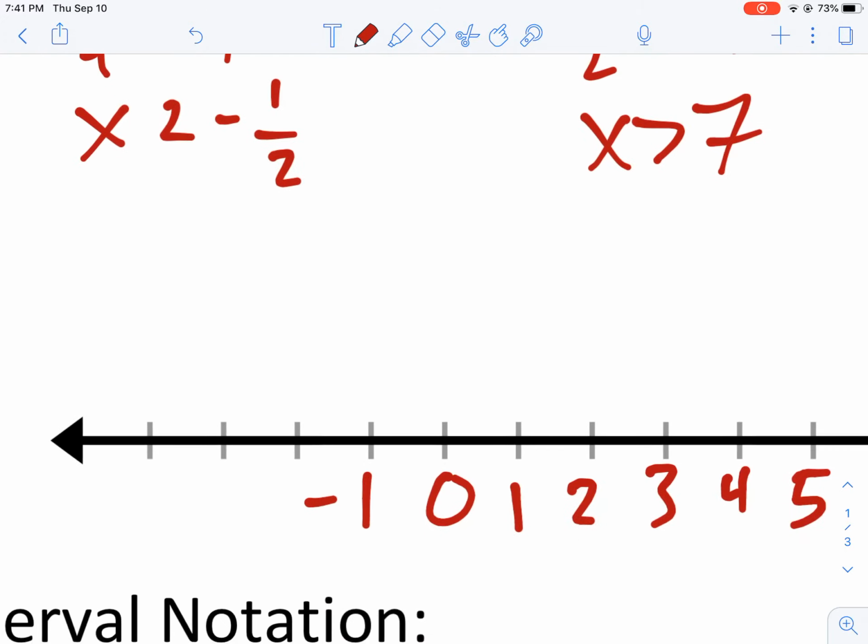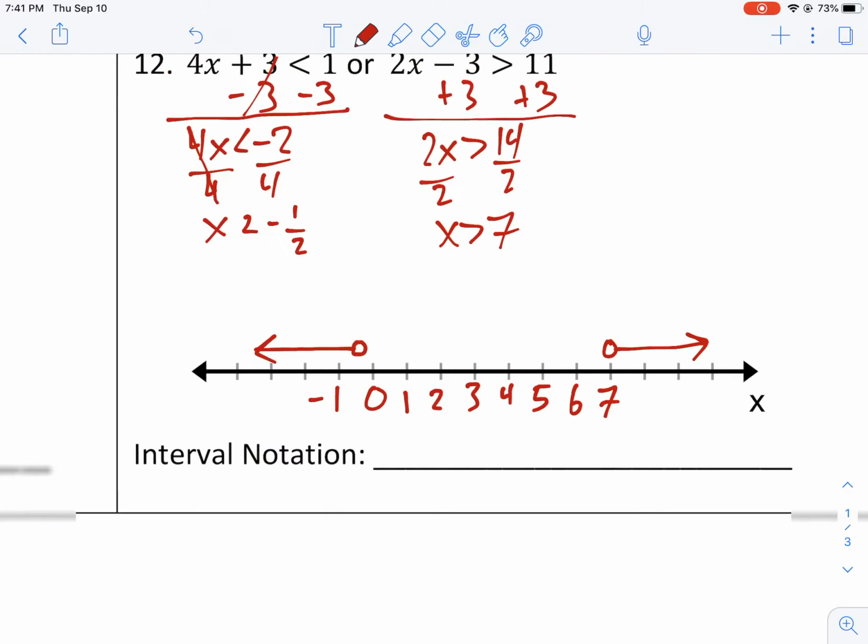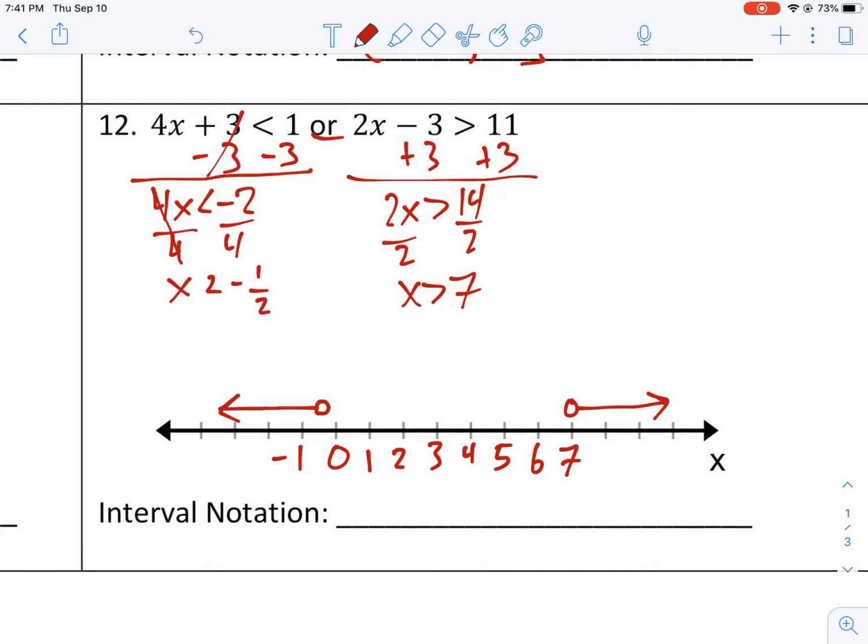So our first dot is at negative a half, and that's an open dot. Now, since we're less than that, we're going to be going to the left. We're also going to have another open dot at 7, and since it's greater than 7, we're going to have our arrow going to the right. So this works, all right? Or means they should be going opposite ways.